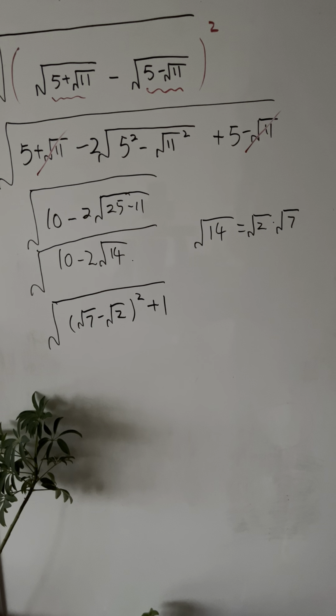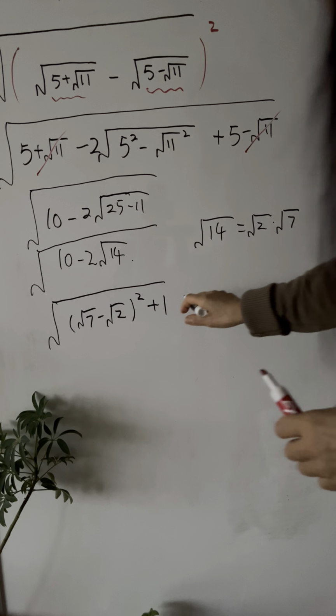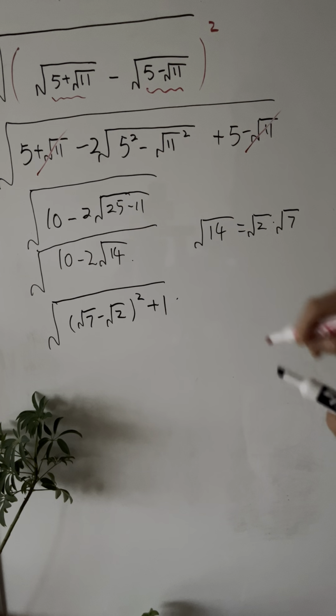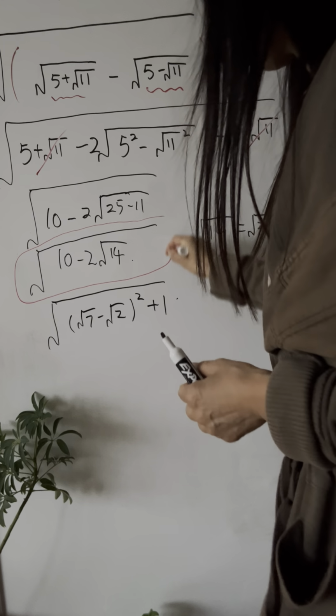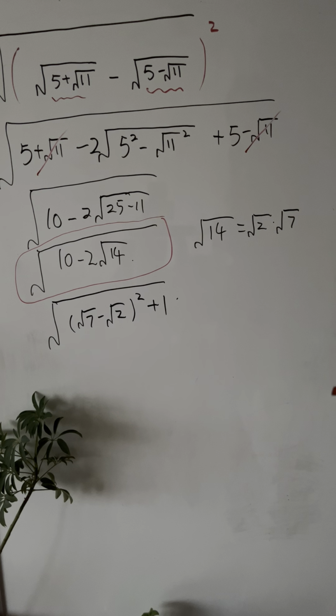Okay. So it can be simplified like this, but this step is not as useful. So, in the end, we can keep our answer as this one. So that's the square root of 10 minus 2 square root of 14.